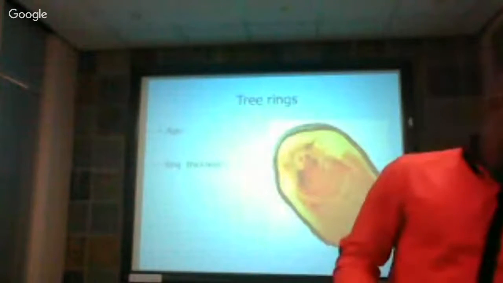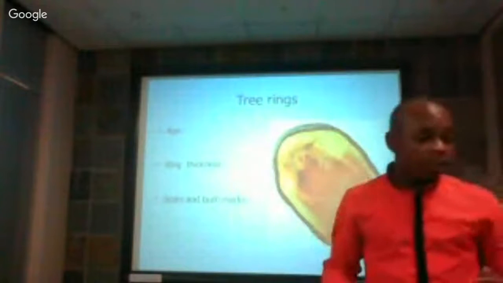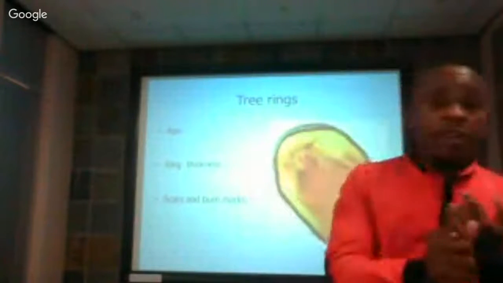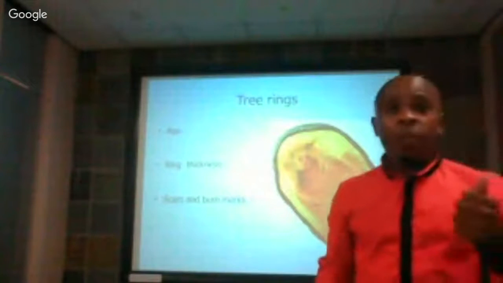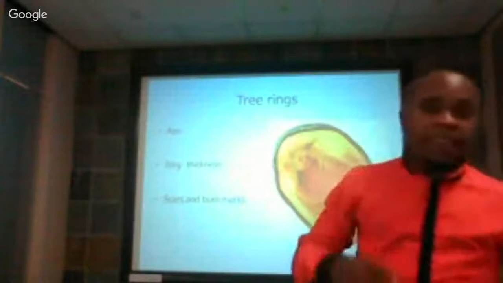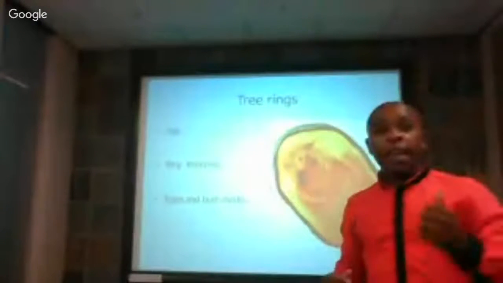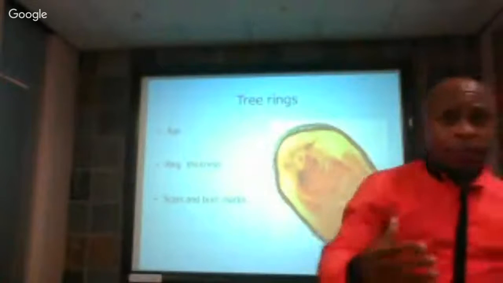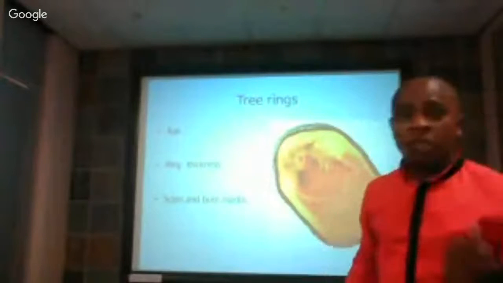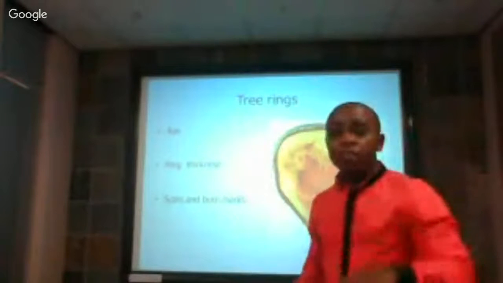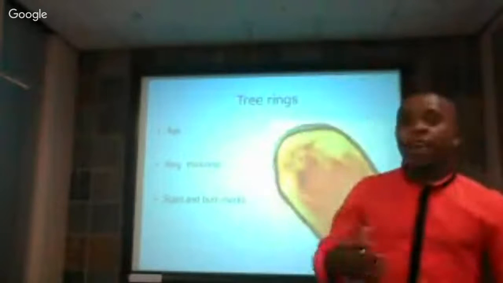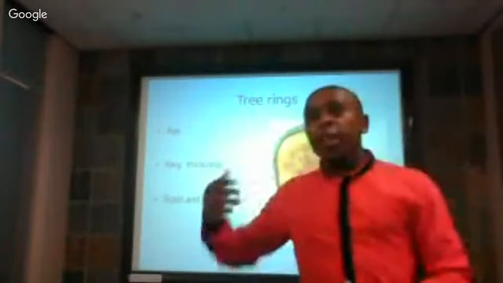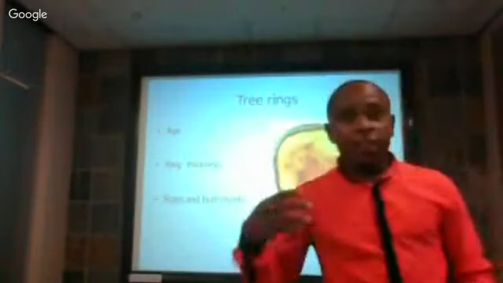Moving on to the tree rings. The tree rings can be used as proxies in terms of, if we count the tree rings on their own, they can determine the age of the tree, and also the thickness of the ring itself can determine the amount of precipitation and the temperature which that particular tree received at that particular time. And the scars and band marks represent events that occurred in the past, such as fires.